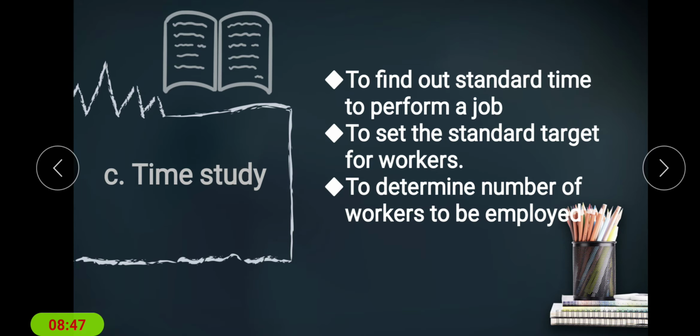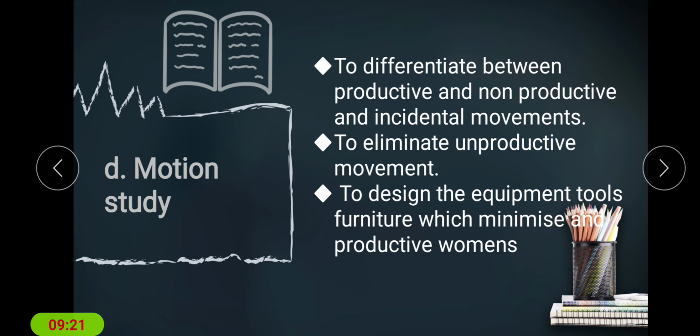The next one is time study. This technique involves determining the standard time required to complete a particular activity. This aims to find out standard times to perform a job, to set the standard target for workers, and to determine the number of workers to be employed. Standard time is defined as the time that an average worker requires to complete a particular activity during normal conditions. Now the next one is motion study.